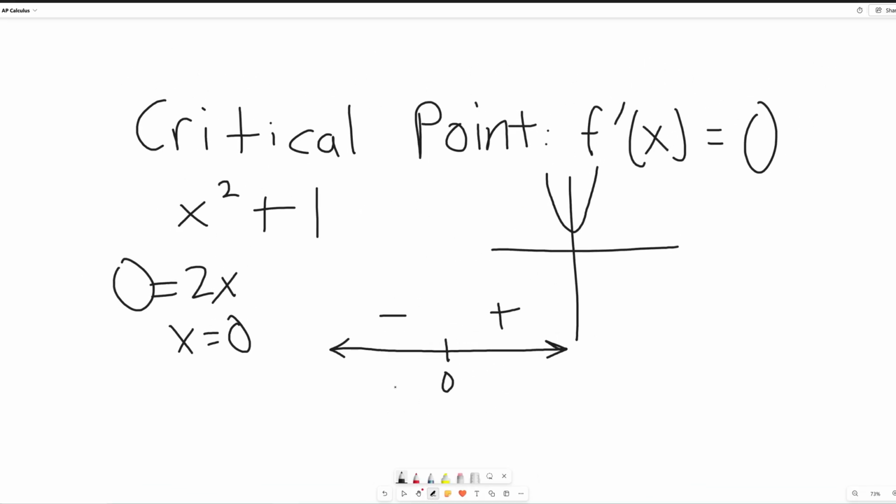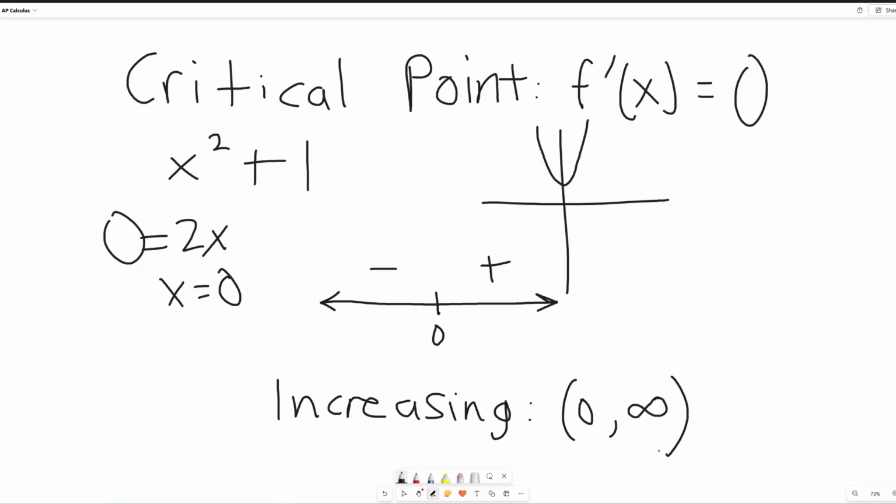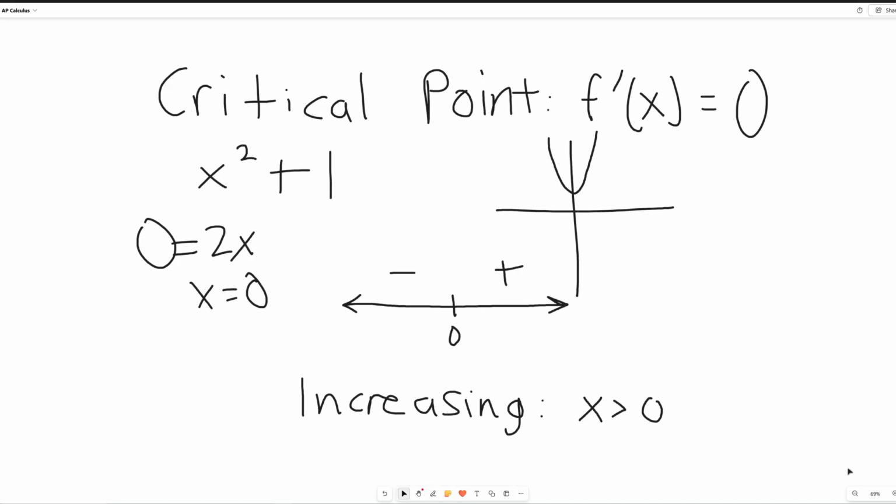So, if you were asked to find the interval in which it is increasing, you would say it is increasing on 0 to infinity. Or you can write x is greater than 0. And then it's decreasing for x is less than 0.